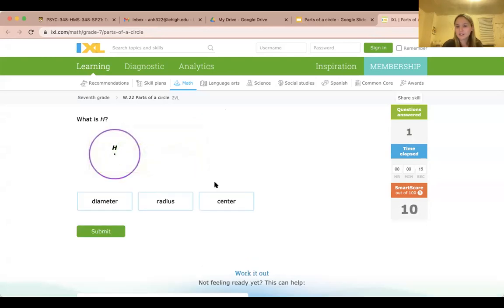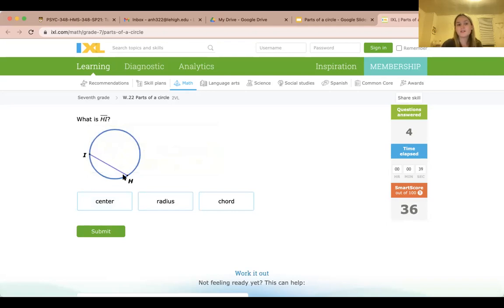Point H, that's the middle, so it's the center. VW, it goes from both ends, so it's either a chord or a diameter, but if we see, it goes through the middle, so it's the diameter. And lastly, we have the center, which is V, goes all the way to one end, so that's the radius.